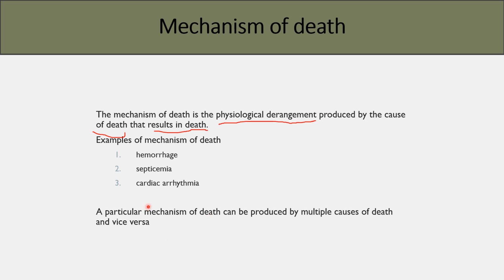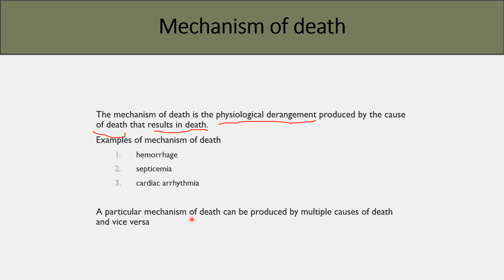Examples of mechanism of death would be hemorrhage, number one. It can be septicemia, and thirdly it can be cardiac arrhythmia. So this is the mechanism of death. Hope you are trying to differentiate between the cause of death and the mechanism of death as of this slide that we are just discussing.